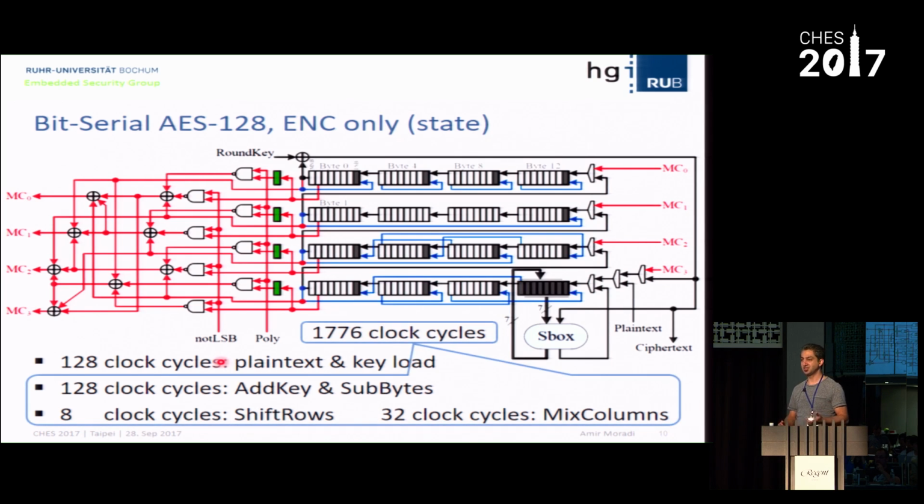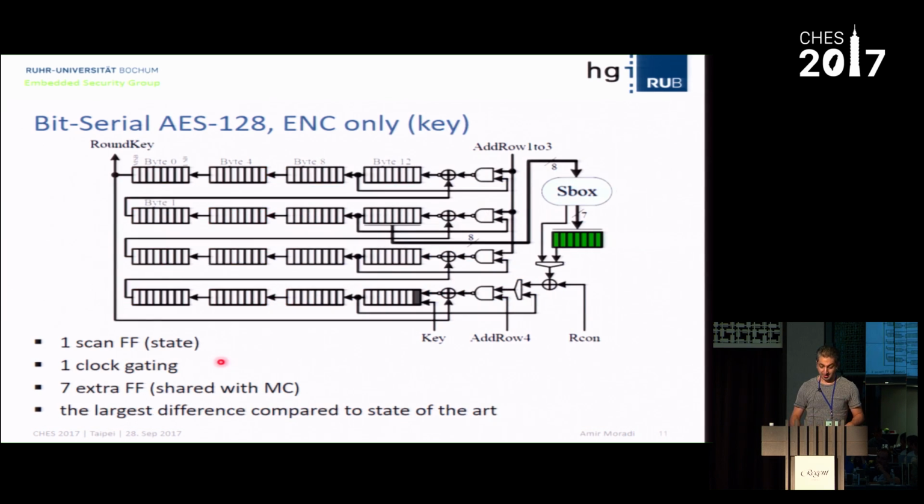In total, we need 1,776 clock cycles to completely perform the full encryption function. It's quite a lot, you know.